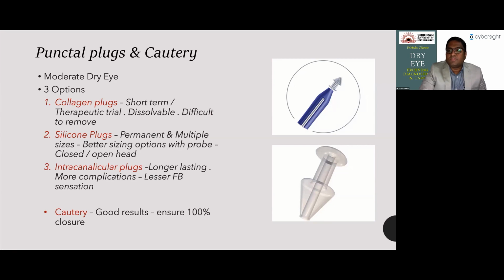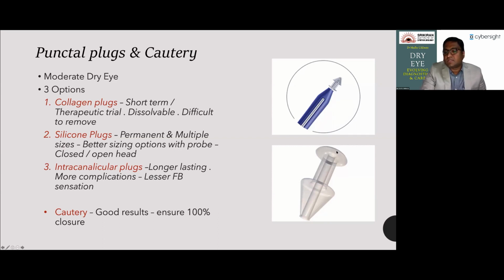But the problem with these plugs is that once they start to dissolve, they go into the canaliculi, and it is difficult to remove them if there is any inflammatory or infectious condition. The most common plugs that we use in practice are the silicone plugs because they are permanent. They come in multiple sizes, so you have better sizing options. There is also a probe that comes with the injector, and the advantage is that it has closed and open heads.